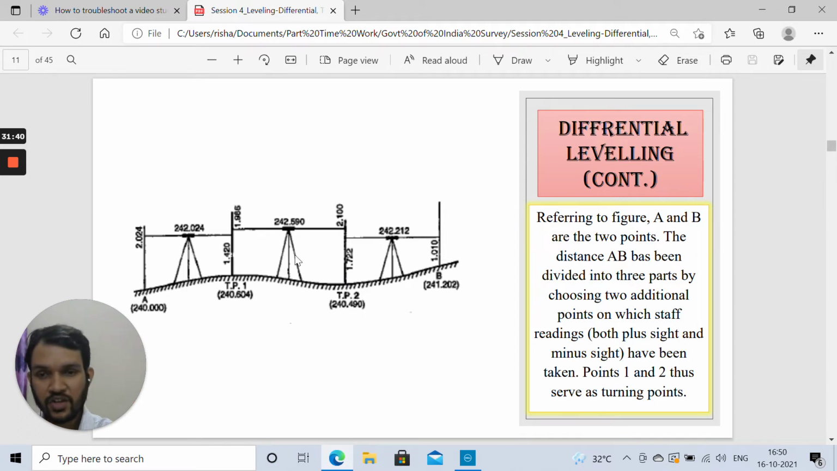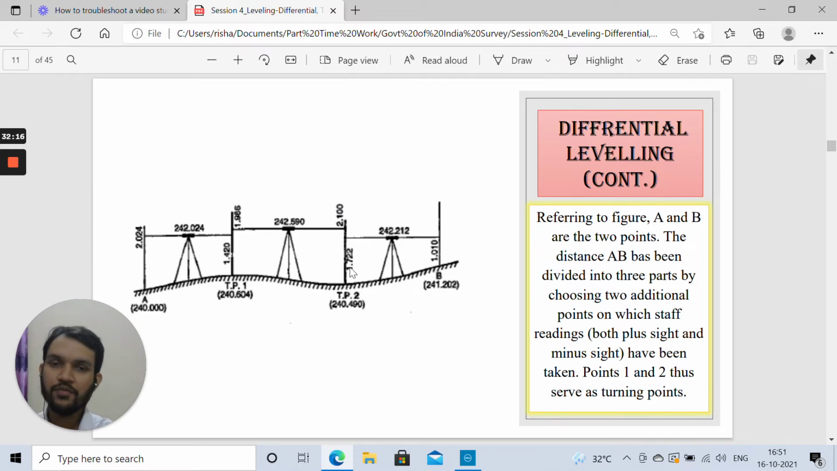Its elevation was known to us, so therefore the backside was taken to this. Now its elevation is known. 242.590 is the height of instrument. Now you will place the leveling staff at station TP2. Here the reading, suppose that you get, is 2.100. So 242.590 was this, and this is 2.100. You will have to decrease this value of 2.100 to come to this point TP2. So you can see 242.590 minus 2.100 will give you a reading of 240.490.